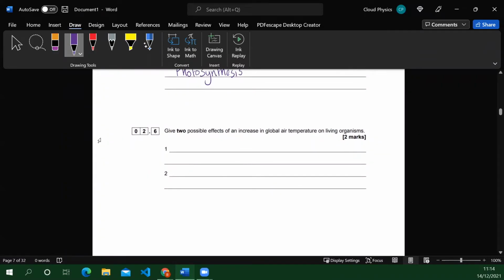Okay, next thing. Give 2 possible effects of an increase in global temperature on living organisms. Okay, it's interesting. There's lots of different things you could have. Because living organisms are plants or animals, you could say that some plants could grow faster. You also could have migration of animals.